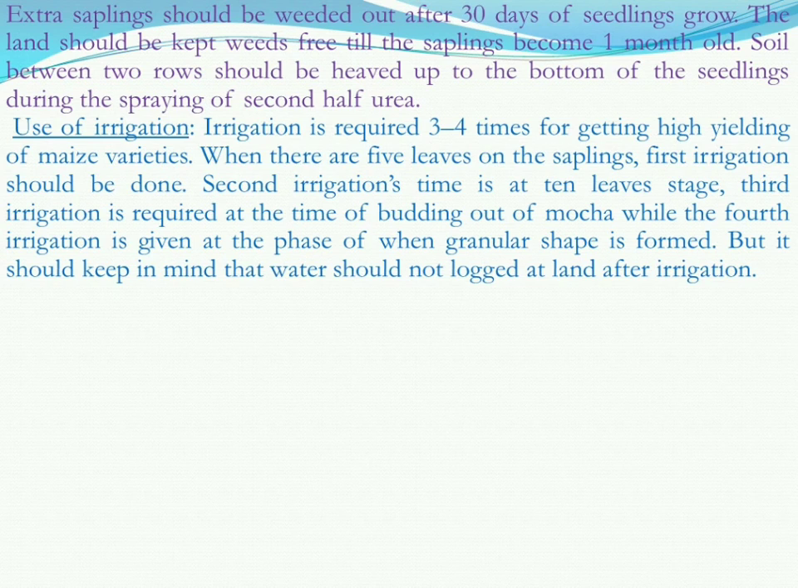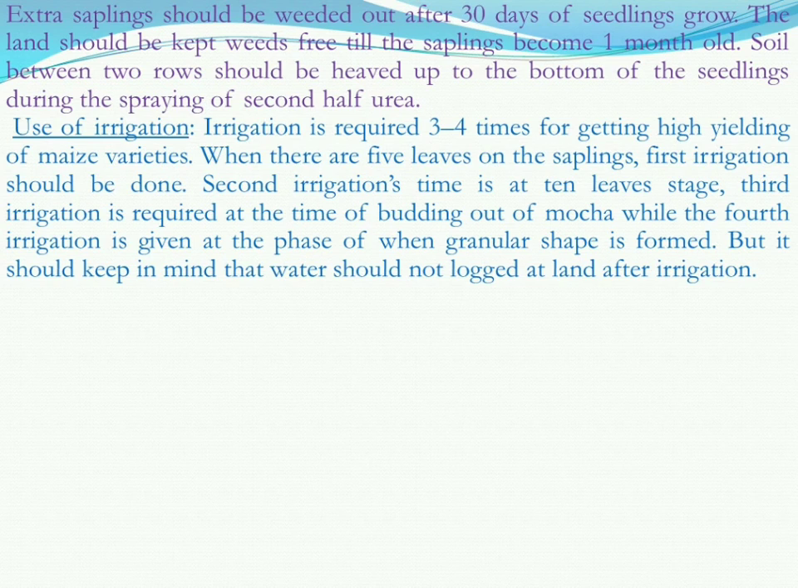Irrigation is required 3 to 4 times for getting high yielding maize varieties. When there are 5 leaves on the saplings, that is called the 5 leaf stage. At that stage we have to give the first irrigation. The second irrigation should be given at the 10 leaf stage, that means when the plant has 10 leaves on it. And the third irrigation is required at the time of budding out of mocha. That means when the mocha is coming out, we give the third irrigation.